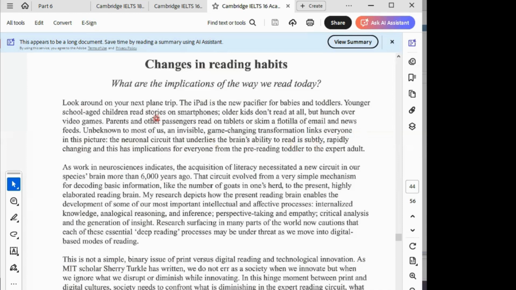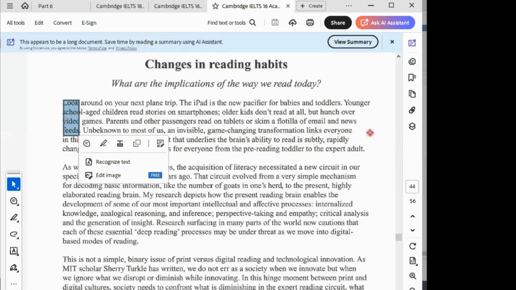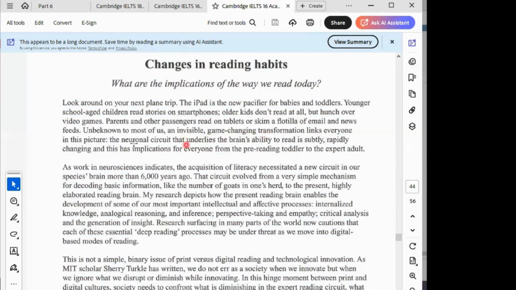So this paragraph, first of all, gives us information about people's reading habits. The first 4 lines that I put in blue give us something about people's new reading habits in terms of using digital devices. And then it tells us that what? A transformation is happening to everybody. What is the transformation? The neuronal circuits that underlie the brain's ability to read are subtly and rapidly changing. And this has implications for everyone.